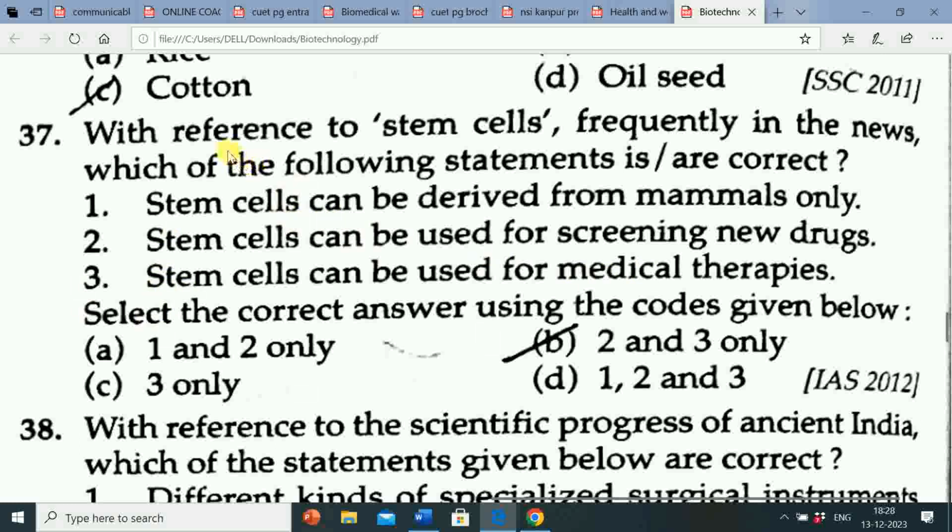So the question here is, with reference to stem cells frequently in the news, which of the following statements is or are correct? The second statement, that stem cells can be used for screening new drugs, and the third, that stem cells can be used for medical therapies, are correct with reference to stem cells.